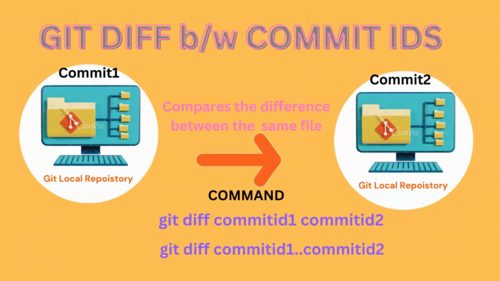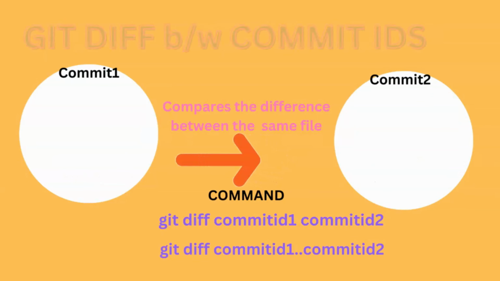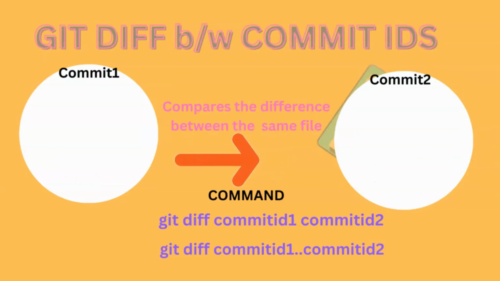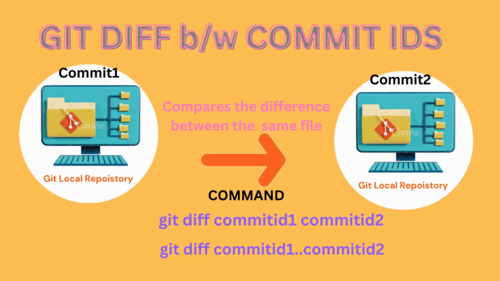Git diff can be used in various scenarios: by commit IDs, branching, and also in staging. There are different ways that git diff can be used. Now we will see it with commit IDs. It compares the file with the commit IDs. Let us see the practical implementation of using git diff with commit IDs.